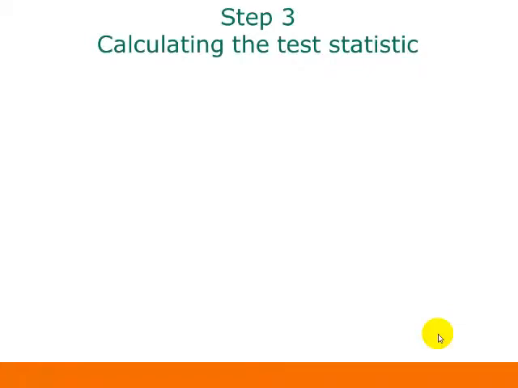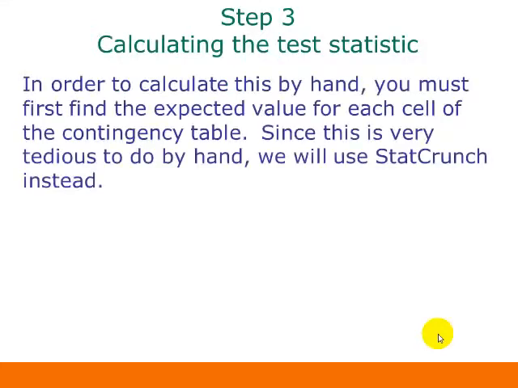Now we're going to look at the other 3 steps of our hypothesis tests. So, calculating the test statistic. In order to calculate this by hand, you have to first find the expected value for each cell of the contingency table. And especially if the contingency table has a lot of rows and columns, this gets very tedious to do by hand. So we're going to look at using StatCrunch to do this.